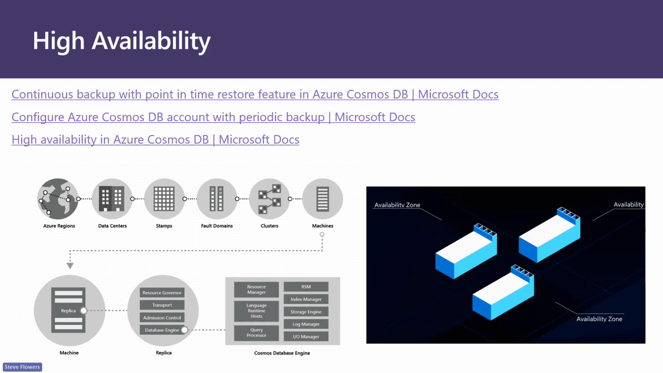From a regional perspective as well, we have high availability built in with availability zones in Cosmos DB. So we have availability zones to help if something happens within the data center, and then we can deploy multiple regions, whether that is to get the data closer to the users or to provide additional resiliency, so that if something happened to a specific region, our data is still available.